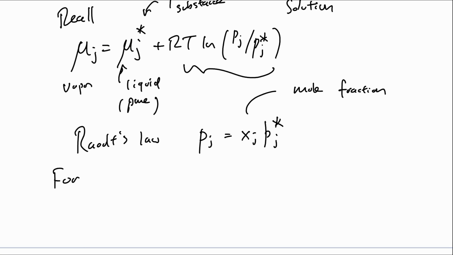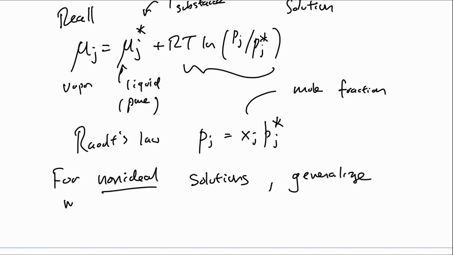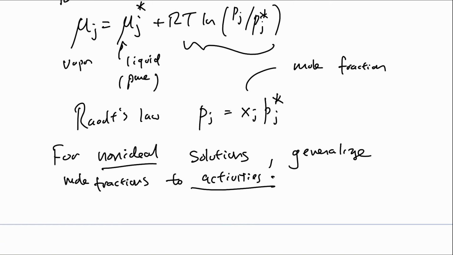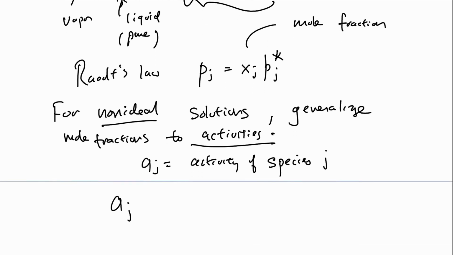Now, for non-ideal solutions, we generalize mole fractions to these activities. So A sub j is the activity of species j. And A sub j is sort of approximately equal to X sub j. It's filling in for the mole fraction.